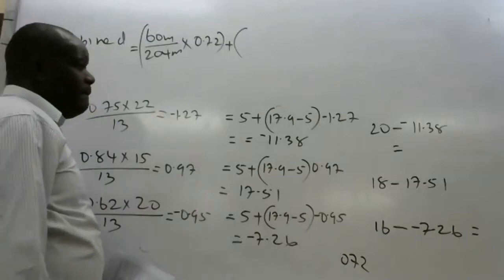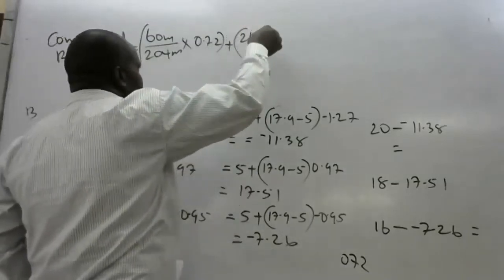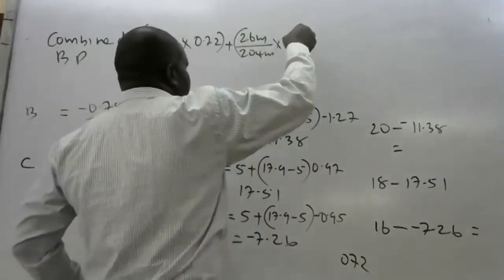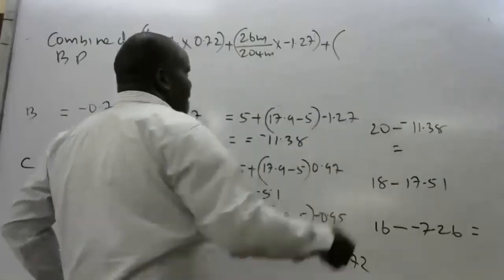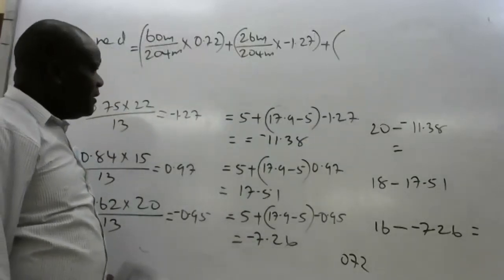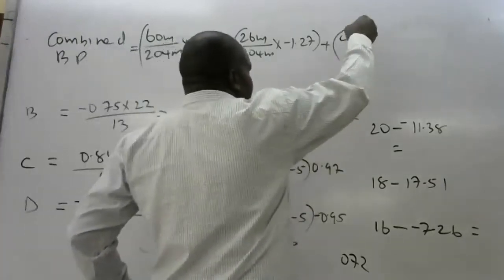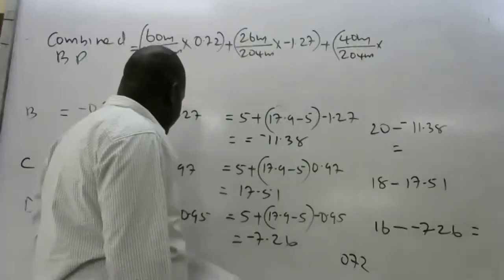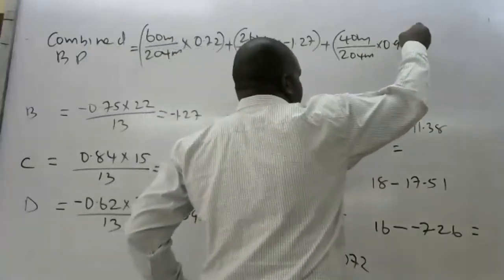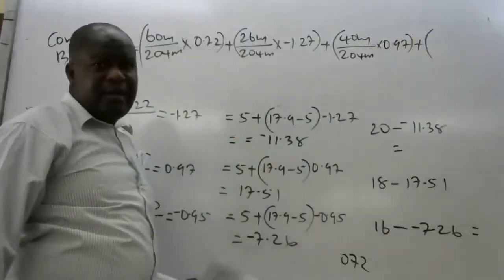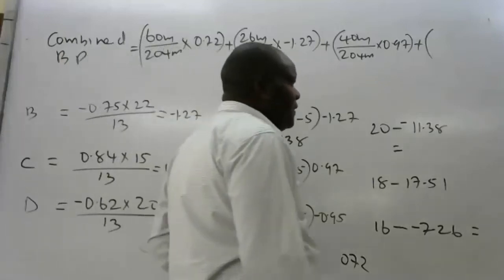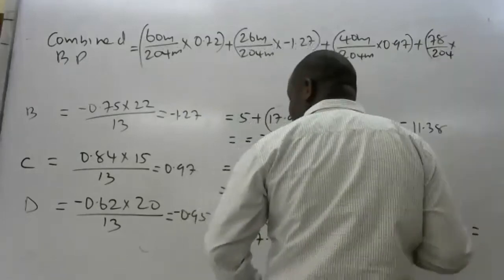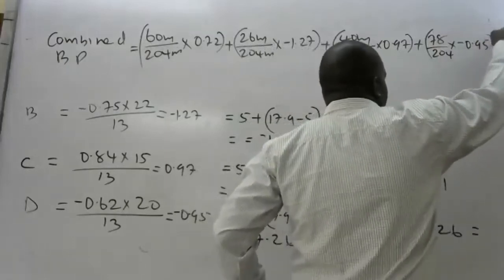You add B, it was 26, divide by 204. That one you recall was -1.27. The next one is 14, also divided by 204. This one you multiply by 0.97. We add the last one, 78, also divided by 204, but this one you multiply by -0.95.